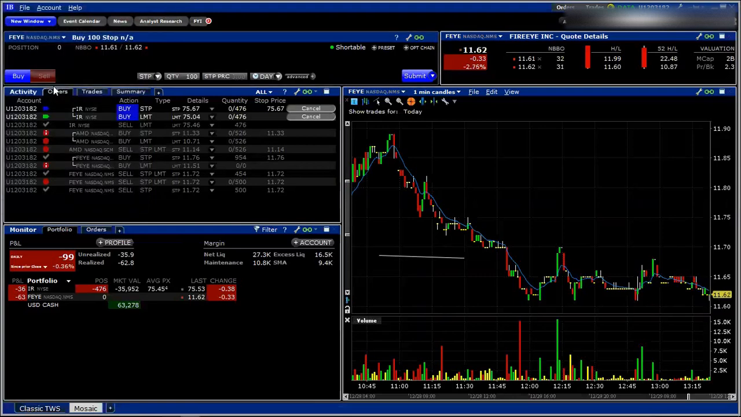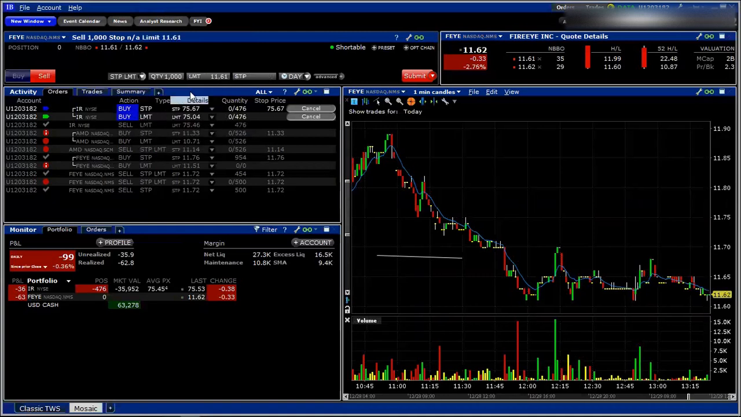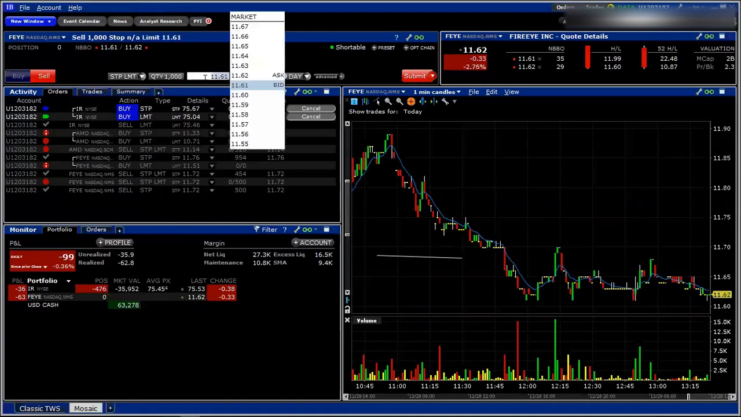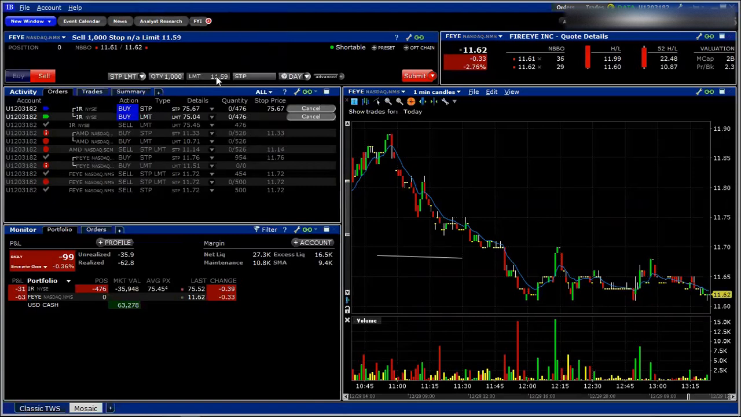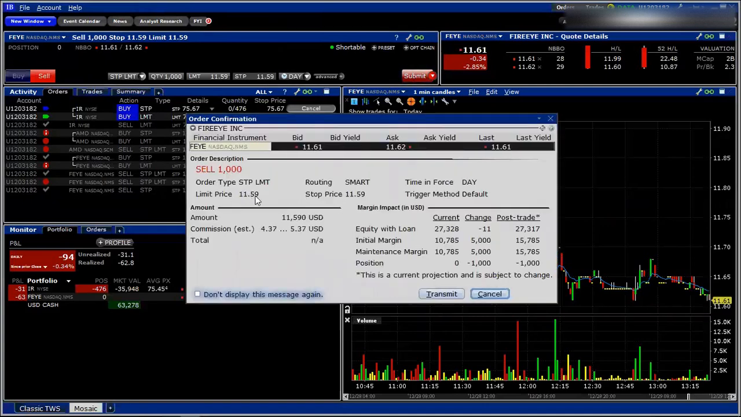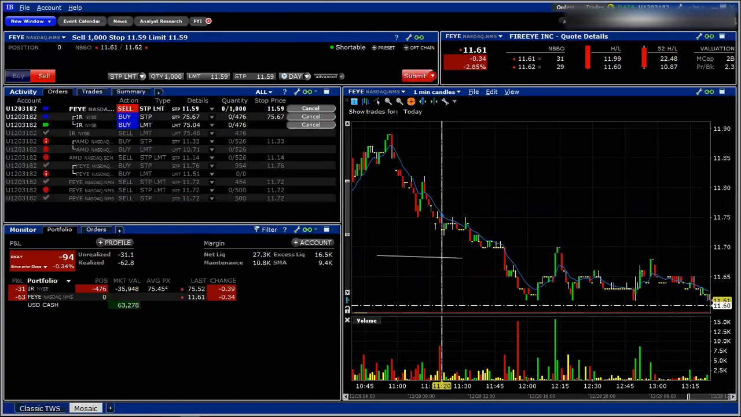There's the math. So sell 1,000 shares. Now this time I'm going to do a stop limit because I do not want any slippage. So I went in at 11:59, so I put that in for the limit, and 11:59 for the stop. I'm going to click submit. Make sure that my order is correct, and it is, so I'm going to click transmit.